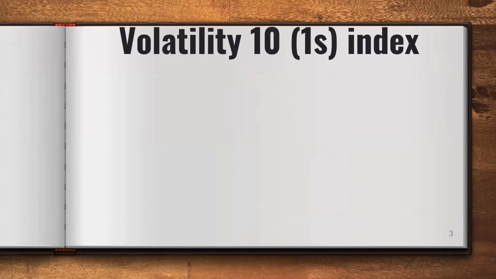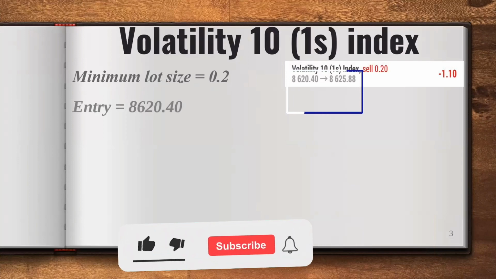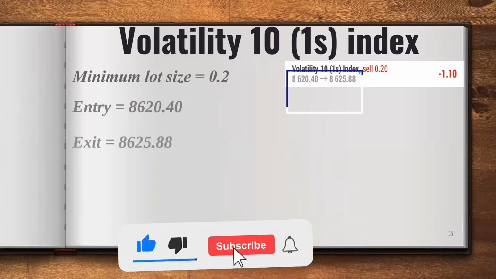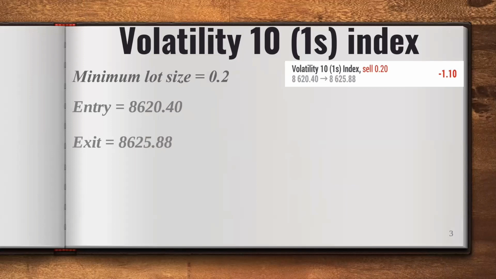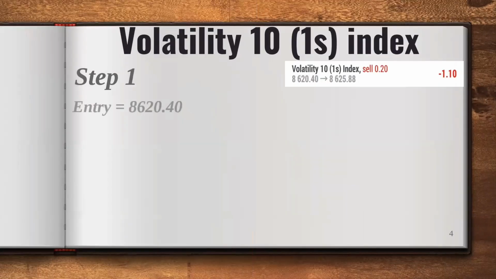So we are going to start with Volatility 10 index, which has a minimum lot size of 0.2. As per the trade on the screen, assuming our entry on the trade was at 8620.40 and our exit point on this trade was at 8625.88. So the proper steps to calculate risk are: first, you will take the entry minus the exit point, and by exit I mean it can be a stop loss or a take profit, whatever the case.